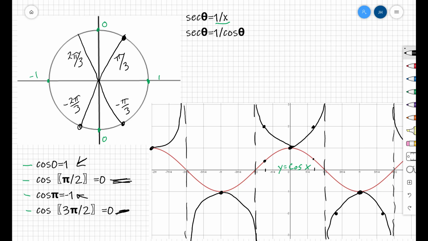Key points to remember is secant is undefined anywhere that cosine is 0. So if that's at pi over 2, negative pi over 2, 3 pi over 2, and so forth. It's also positive 1 anywhere cosine is positive 1. That's at 0, 2 pi, 4 pi, even pi's. And it is -1 anywhere cosine is -1. That's going to be at pi, negative pi, any of the odd pi's.